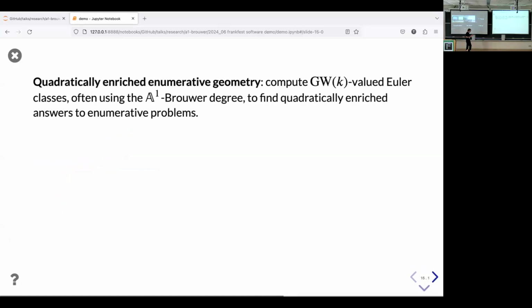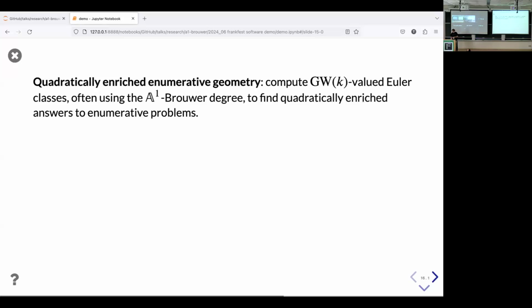So this leads to an idea of quadratically enriched enumerative geometry. When I can do things like intersection multiplicity, you might talk about counting things and answering problems. And now we want to answer them over arbitrary fields and get a symmetric bilinear form as an answer, quote unquote. So this is a program of math that I think Kirsten will talk a lot more about on Friday. This is called A1 enumerative geometry, quadratically enriched enumerative geometry, sometimes just enriched enumerative geometry. And one of the main tools that we use is this A1 Brouwer degree that I've been talking about. And this helps us solve problems.